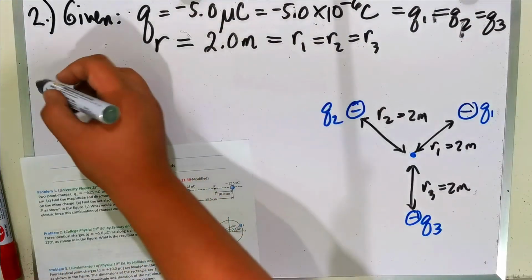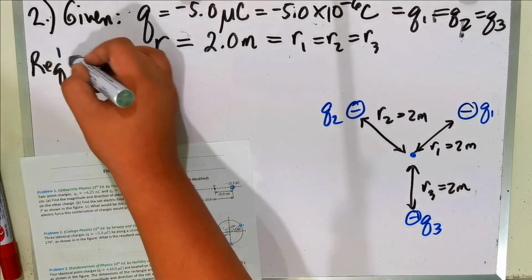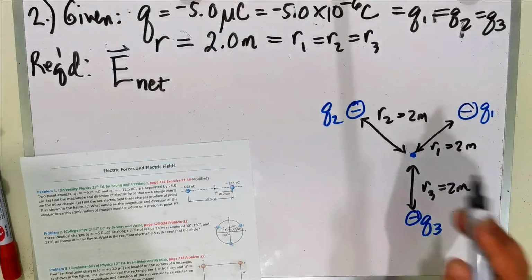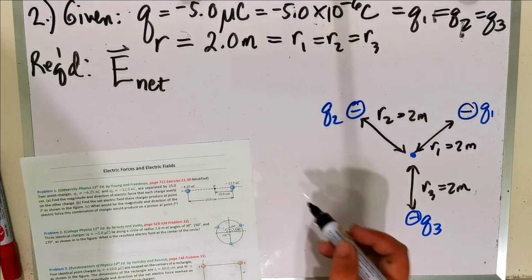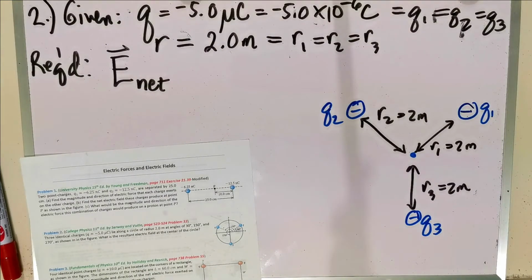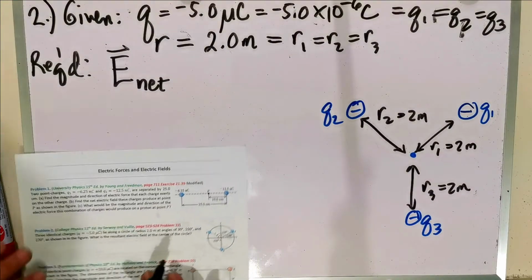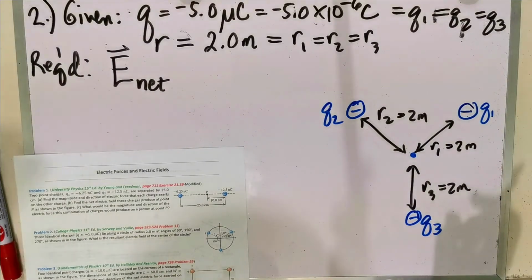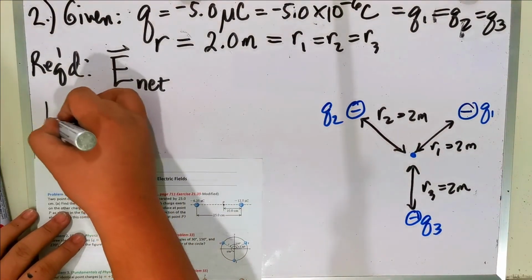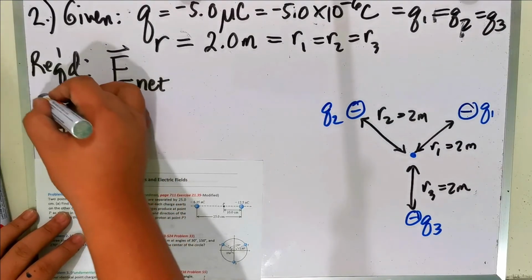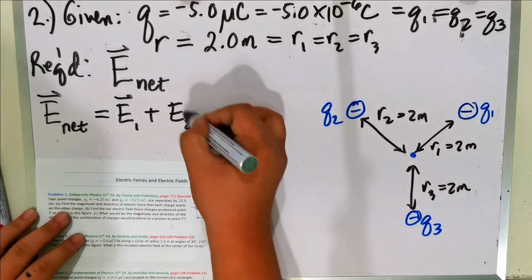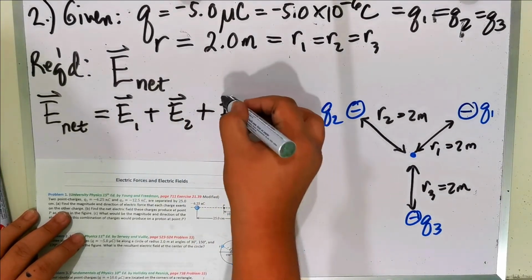So what is required in our problem is to find the net electric field, or the total electric field, due to these 3 charges at the center of the circle, the combined effects. This is similar to letter B of problem number 1, but in this case there are three charges. Since there are three charges, all we have to do is superimpose the electric fields due to each charge. So we have E net, or the net electric field, equal to E sub 1 plus E sub 2 plus E sub 3.